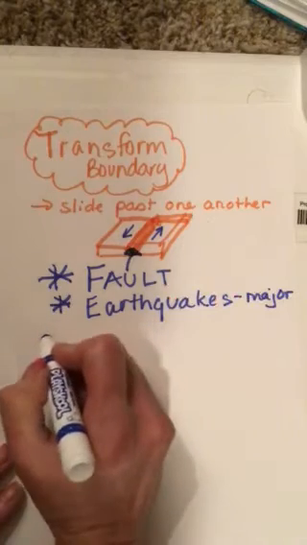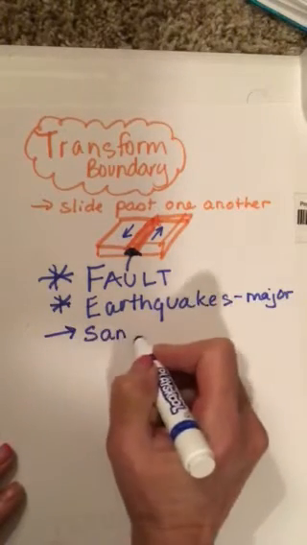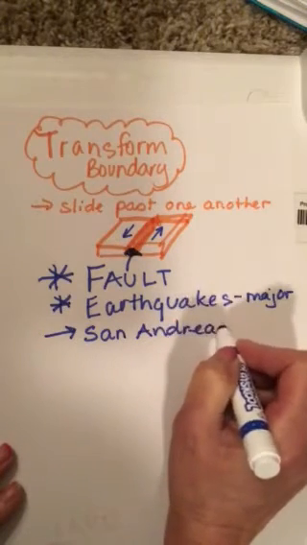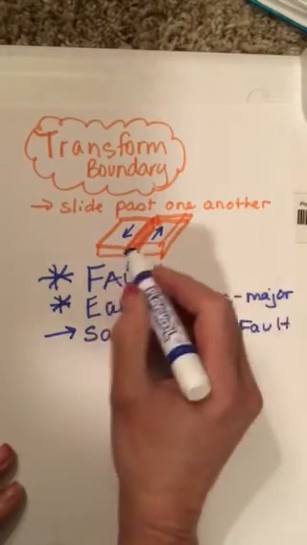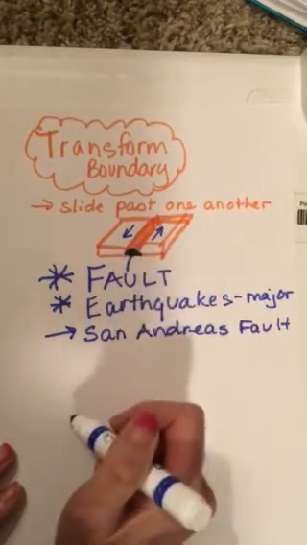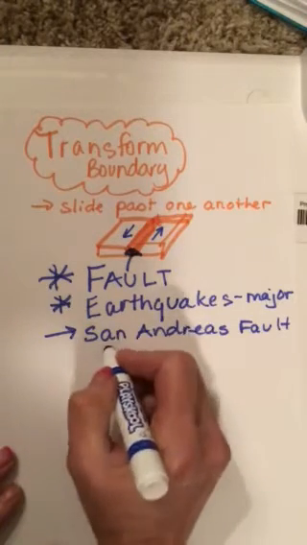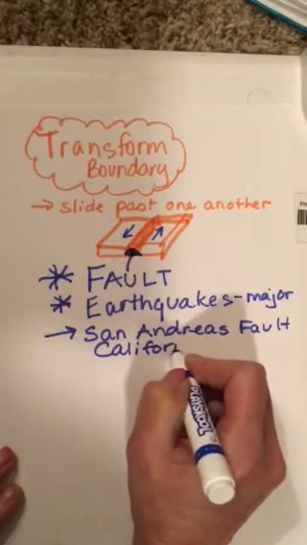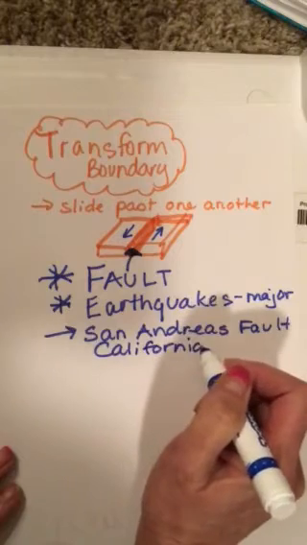Our example for this is the San Andreas Fault. I don't know if you've heard of it, but most of you have heard of earthquakes in California, and this is that fault line or boundary where two plates are moving or trying to move past each other, and when they do, they create those massive earthquakes. So this is where this type of earthquake can be found.